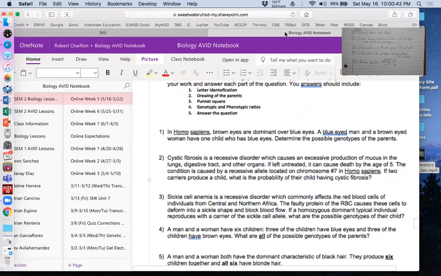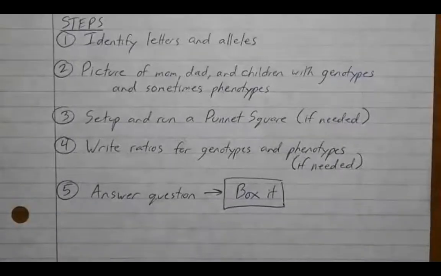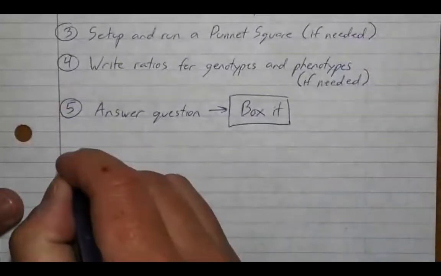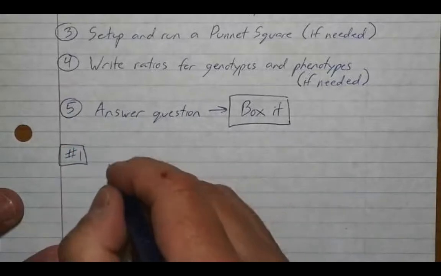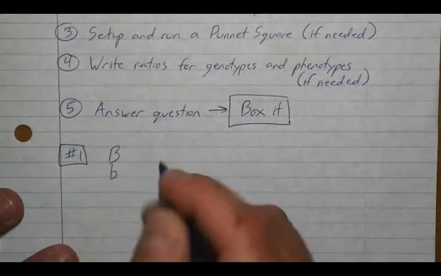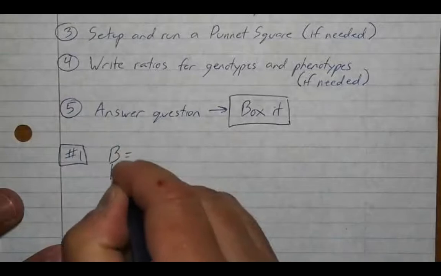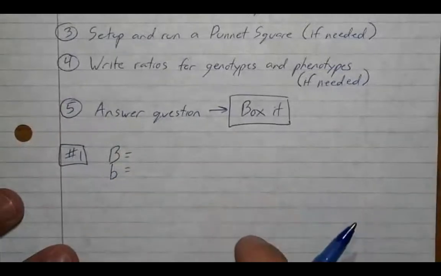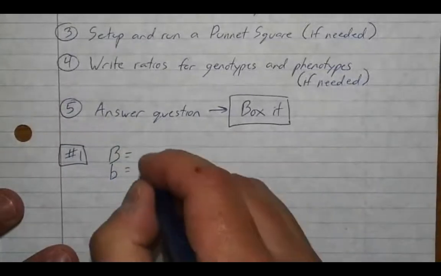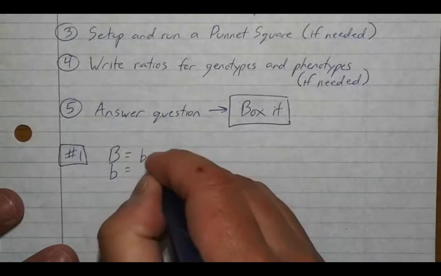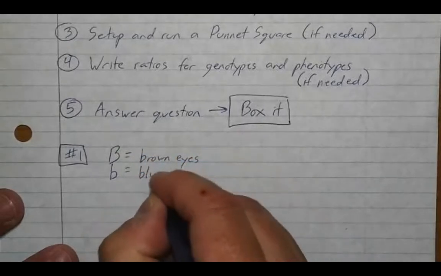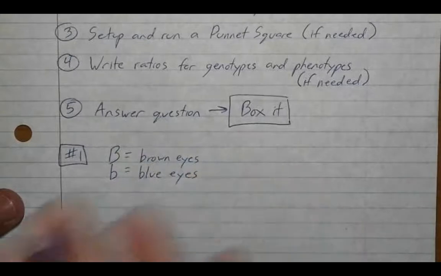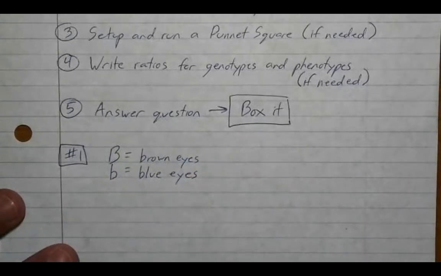So let me go back. All right, so I'm on problem number 1. Okay, right off the bat, I'm going to use the letter B. You could pick any letter you want. You can go H, you can go I. It really doesn't matter. And it says brown eyes is dominant. So I'm going to pick the capital. I'm going to say that's brown eyes. And the lowercase, they said was blue eyes. Okay, boom. I got my letters in there. All right, let me go back to that problem now.